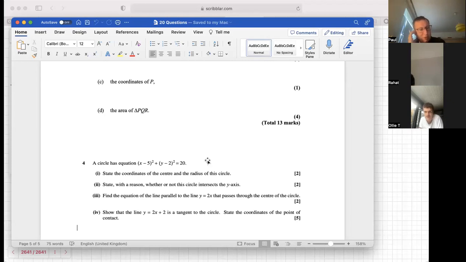How many solutions will the quadratic have? 1, 2, or none. Which one is it of those 3? 1. In this case, 1. Why 1? Because it's a tangent, so the 2 lines would just touch. There's only one solution. Exactly.